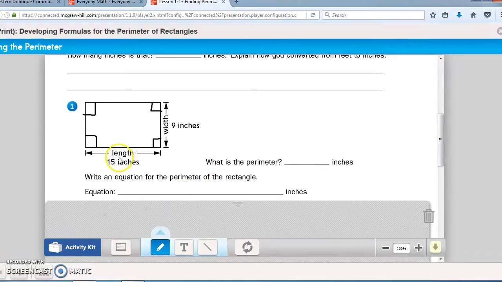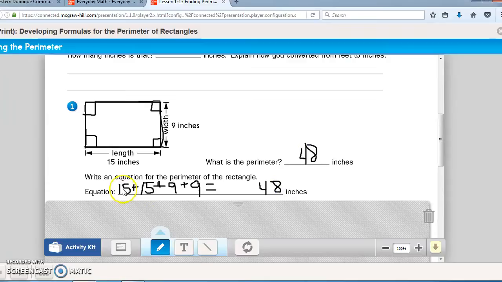We will take 15 plus 15, and the reason we're doing 2 of those is because this line is 15 and so is this line 15. Then we're going to do the width, and we already know that the width is 9, but we got to do 2 of those also because not only is this line 9 inches, so is this line. So when we add that together, 15 and 15 is 30, plus 18 is 48. Our answer is 48 inches.